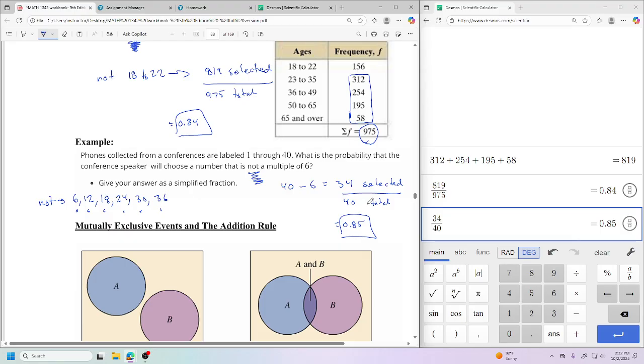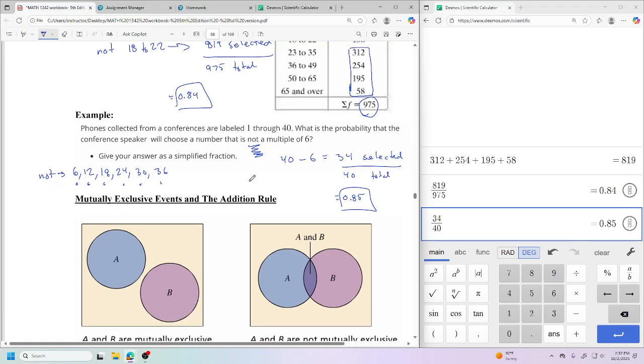Cool. Okay, I like to physically look at it. I like to physically select things and stuff. It makes it easier on my brain.